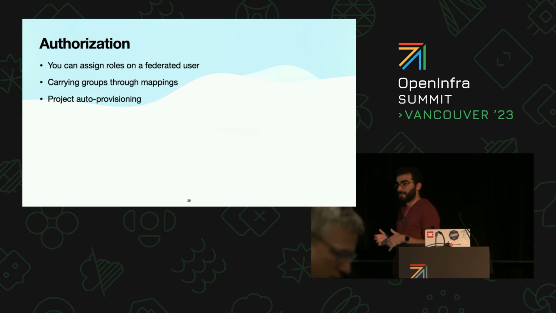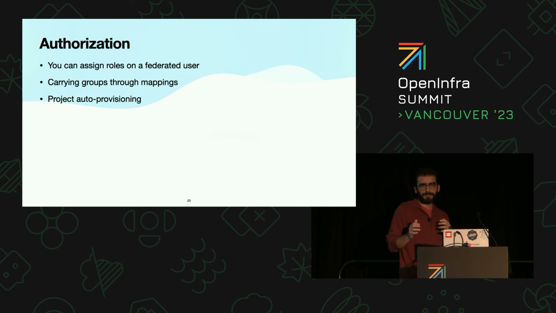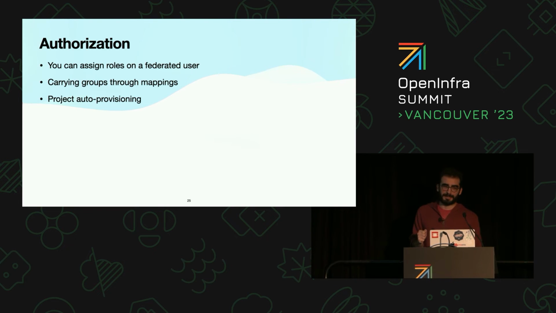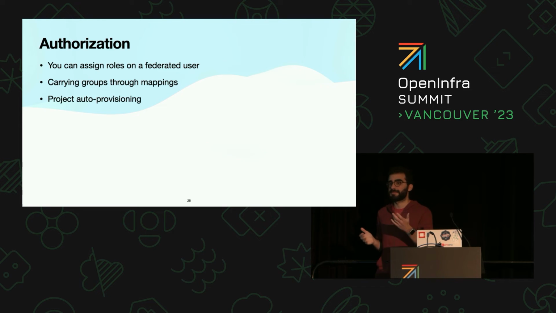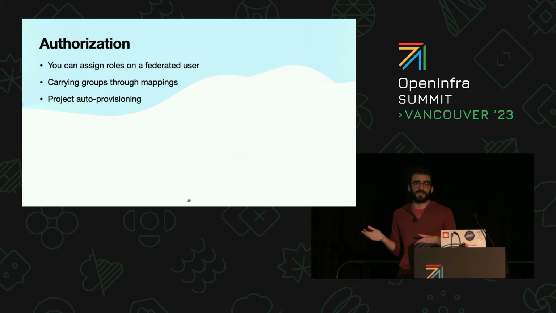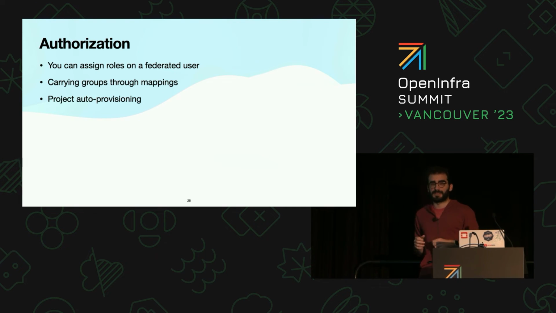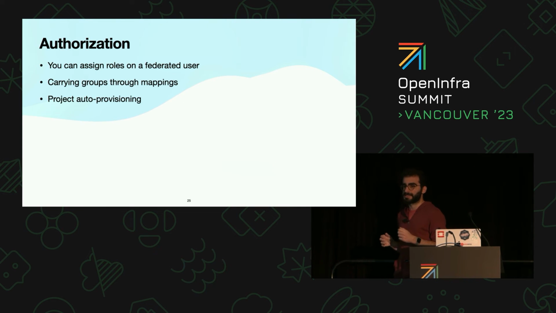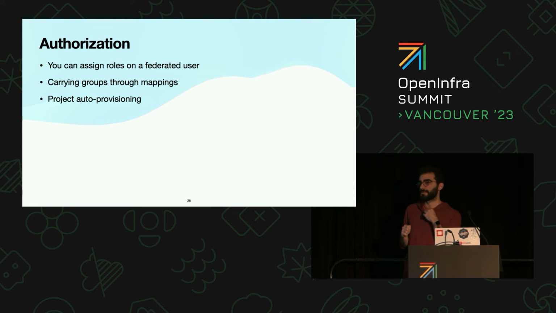So that was a good segue into authorization. This only really talks about authentication. There are multiple ways that you can assign roles on a user that is coming from OpenID Connect. Obviously, as I just mentioned, these are users that you can query, update, delete. So you can also assign roles on them, put them in groups. Everything that you can do with a normal user, you can also do with a federated user. Another option is to carry groups through the mappings. I will talk a bit more about that in the next slide. And the final option is project auto-provisioning.